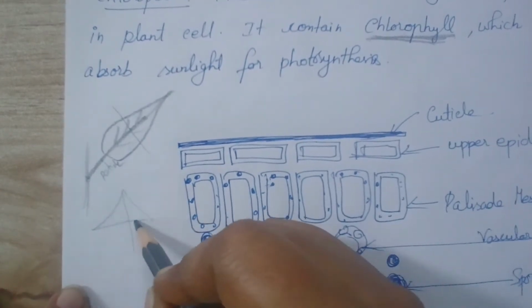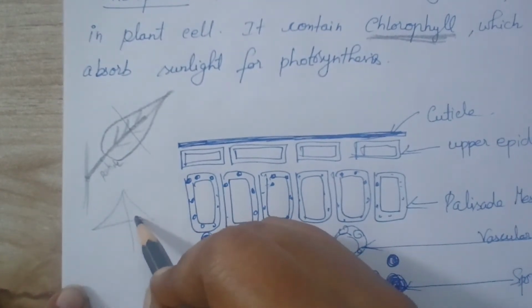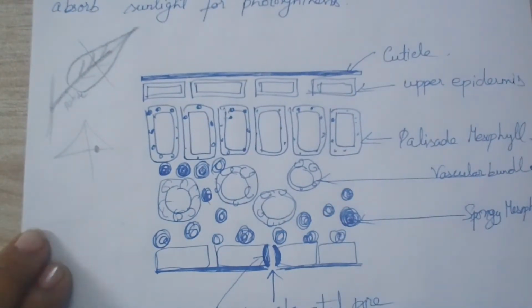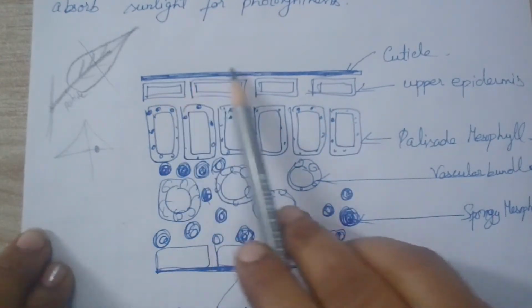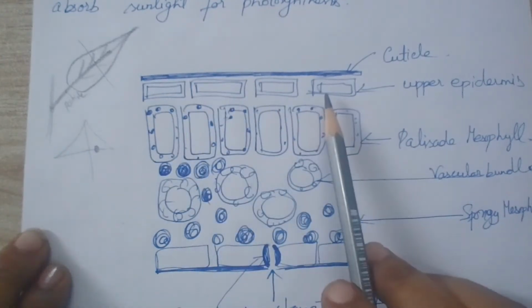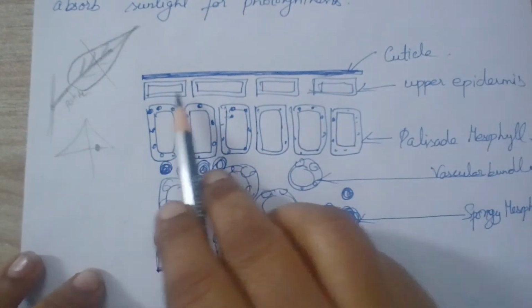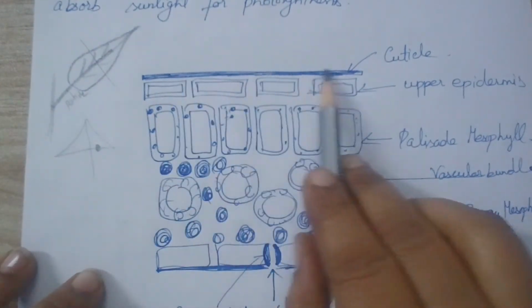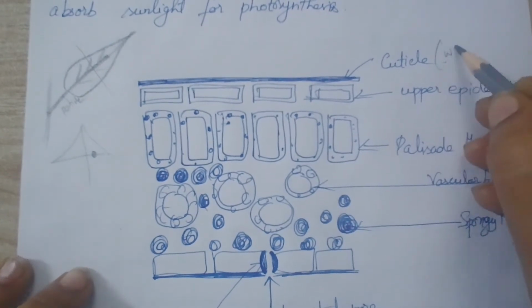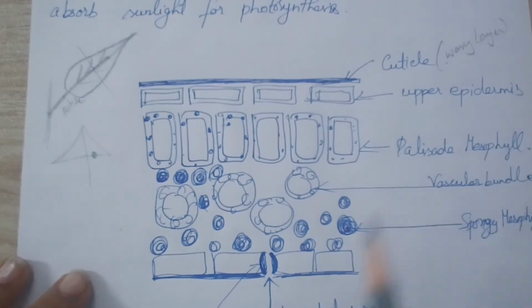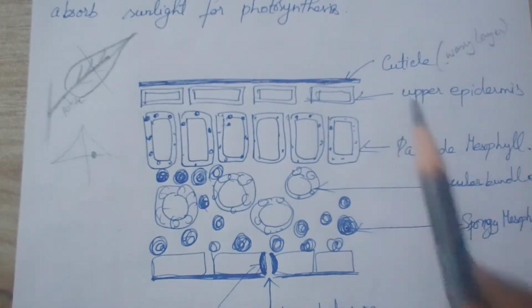If you see the cross section of the leaf, you will get an idea. So this is a midrib, and if you take the cross section of this leaf here, this is the cross section of the leaf. The upper layer is your protective layer. It will protect the leaf from mechanical injury and from insects and all. Okay, this is your upper epidermis. It is covered with a cuticle. Cuticle is nothing but a waxy layer. Okay, waxy layer. It helps in the prevention of water loss.